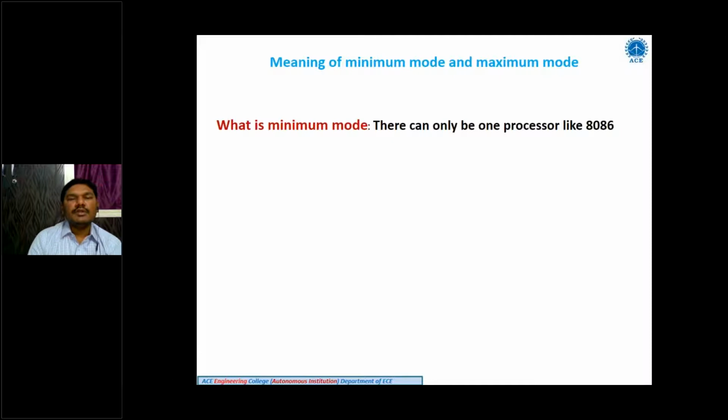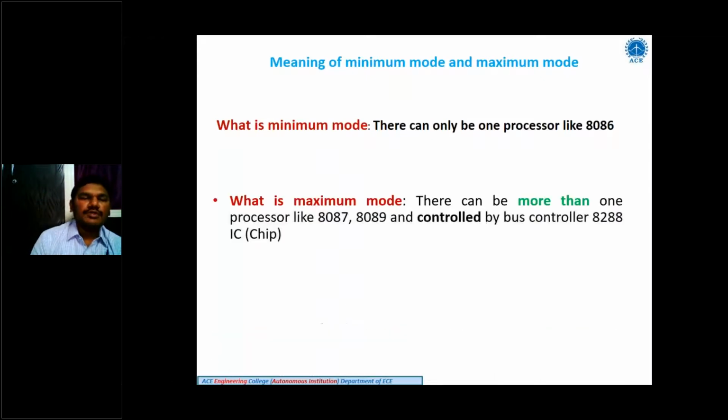What is minimum mode? There can be only one processor, like 8086 or 8088 or 80186. If we have only one processor in our system, it is known as minimum mode, because if I have 5 fruits, minimum means at least there should be one. That is what we call minimum mode. Maximum mode means up to n, right? It may be 2, it may be 3, it may be 4, like that. I can have more than one processor, like 8087, 8089, controlled by the bus controller 8288.